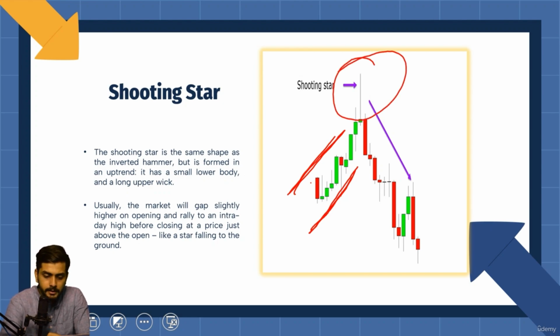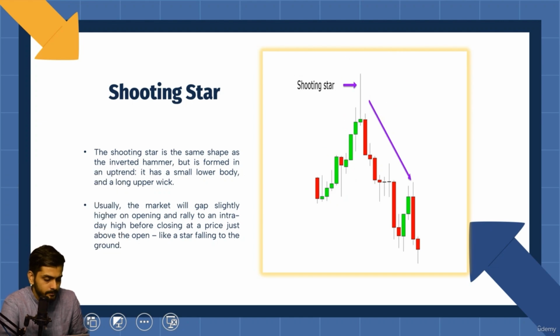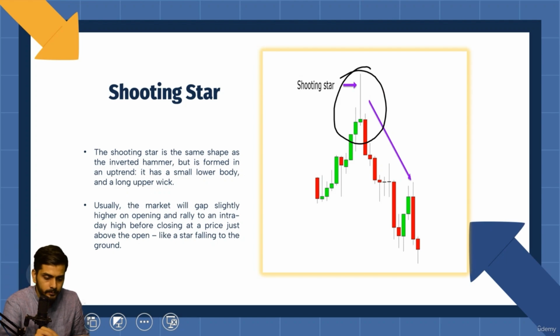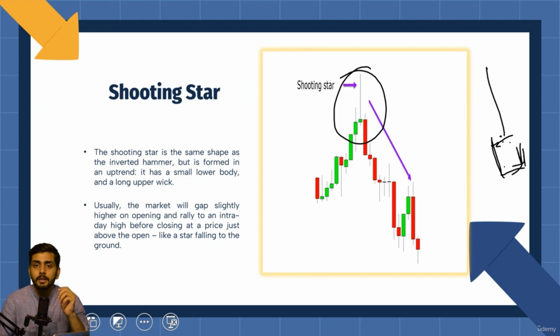Then from the highest point of the uptrend, or close to the highest point of the uptrend, you will get something of a star, a candle like this: a huge upper wick with a very small body compared to the wick. I drew the body bigger, but it will be something like this. So the body to wick ratio would be very small. That is the sign that the market might reverse.